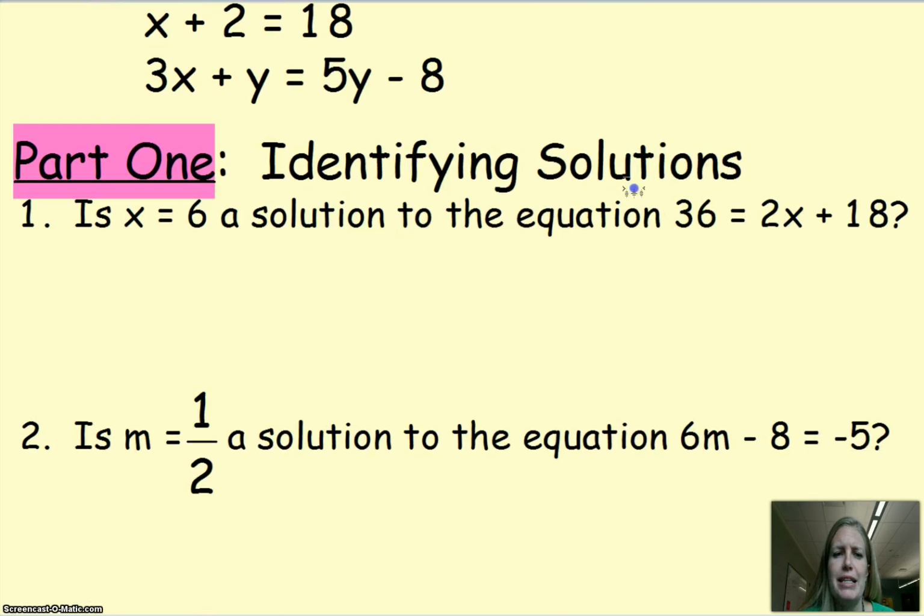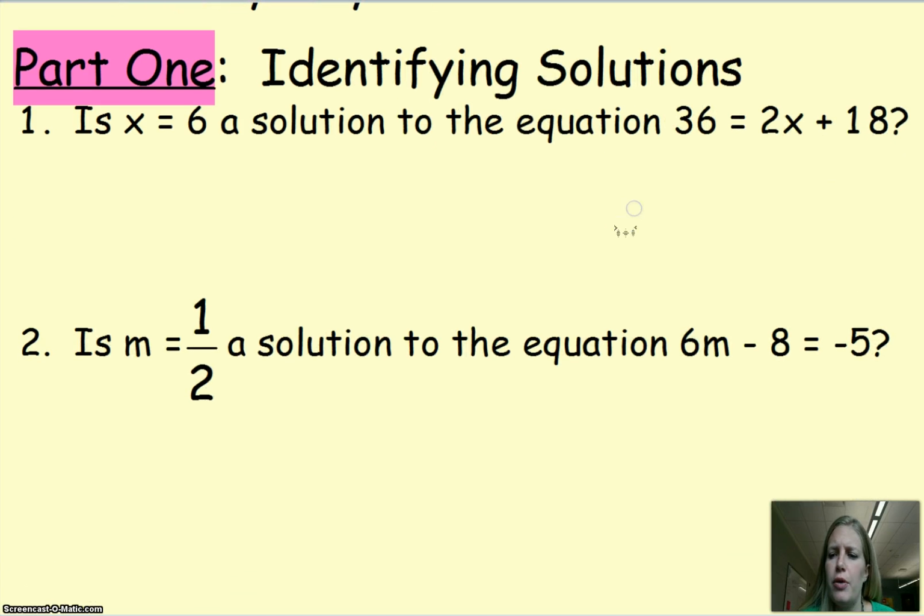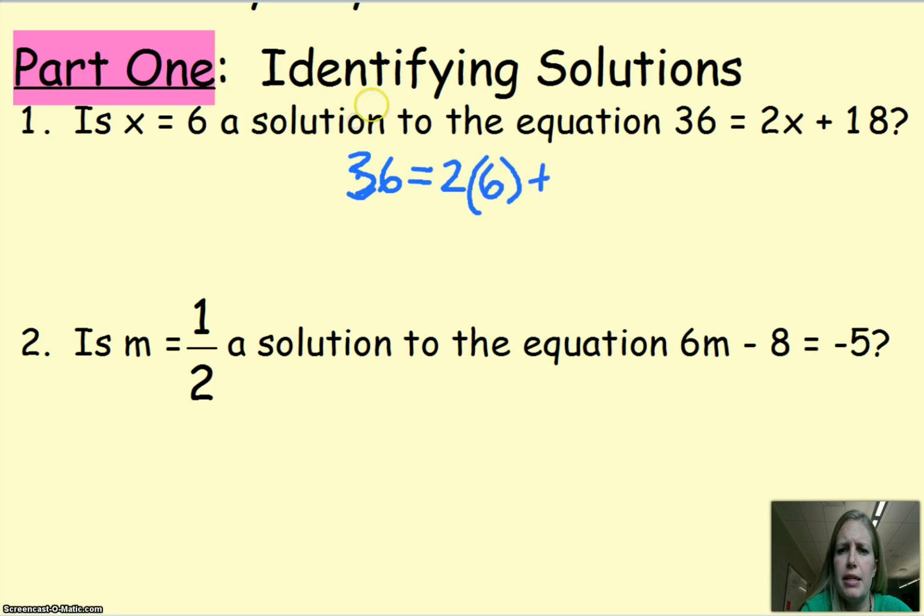Okay, part one. We are going to be identifying solutions. In question number 1, we're asking, if x equals 6, is that the solution to the equation? And you're going to show me that you can substitute it in for x and see if it works. So I should see 36 equals 2 times 6 plus 18. And we do 36 equals 2 times 6 is 12, 12 plus 18.